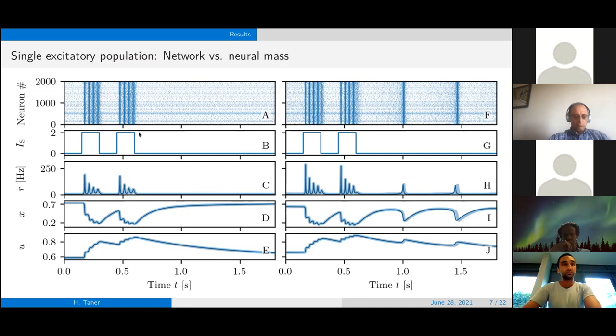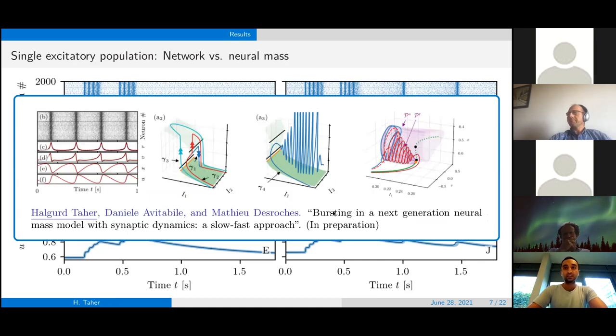I would like to talk a bit more about the series of these bursts. We studied this in a different project. I will not talk about it too much. We studied how these types of bursts emerge in these next generation neural mass models. And we studied it using a slow-fast approach, so techniques from singular perturbation theory. We find very peculiar behavior, which is related to the additional timescales which we include due to plasticity. Exactly. And so far, this was a single excitatory population.